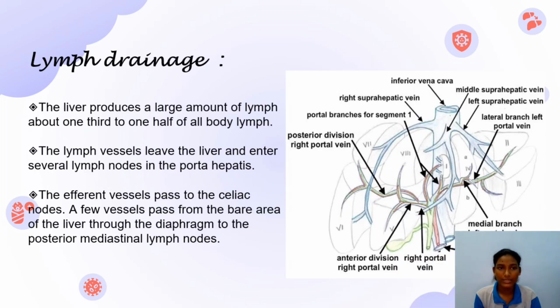Lymph drainage. The liver produces a large amount of lymph, about one-third to one-half of all body lymph. The lymph vessels leave the liver and enter several lymph nodes in the porta hepatis. The efferent vessels pass to the celiac nodes. A few vessels pass from the bare area of the liver through the diaphragm to the posterior mediastinal lymph nodes.